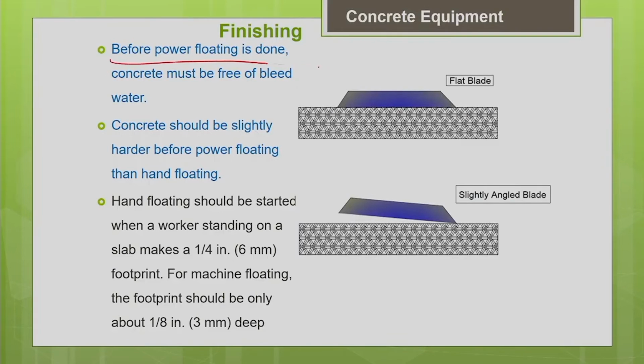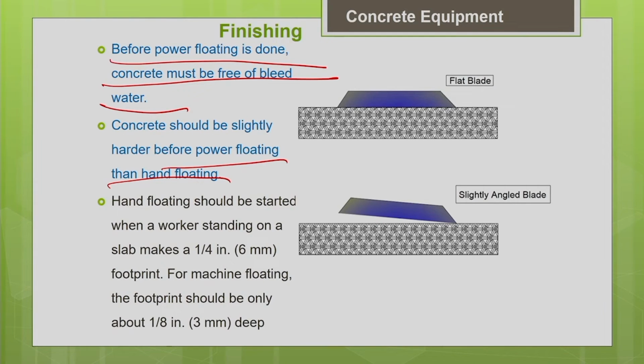So, before power floating is done, the concrete must be free of bleed water, okay. When compared to hand floating or the manual floating, the power floating requires that the concrete should be relatively harder, okay. Then only power floating or power troweling is possible, then only the concrete can withstand the weight of the machine. So, how to test whether the concrete is ready for the troweling or finishing?